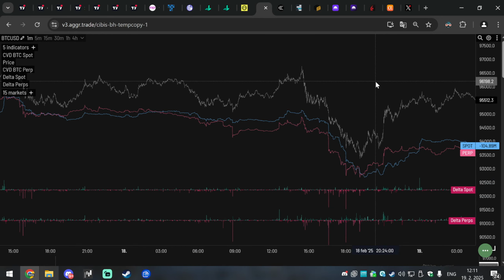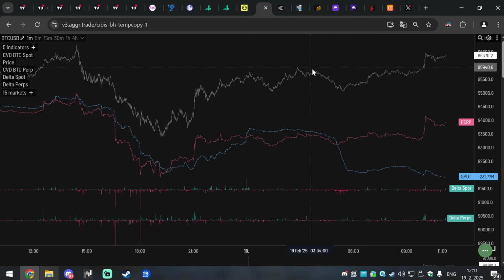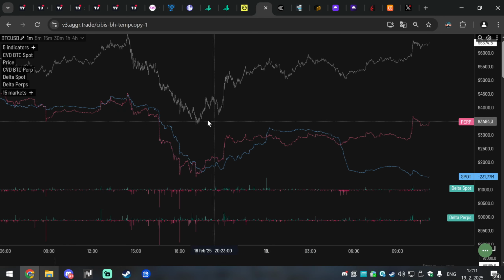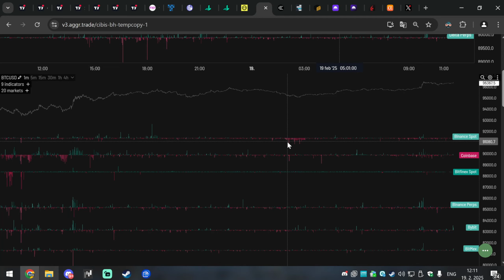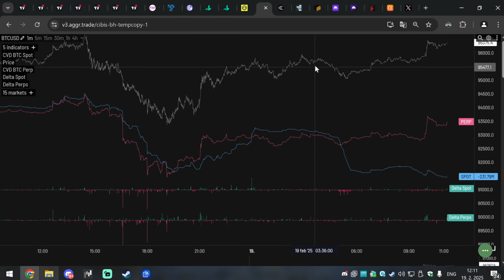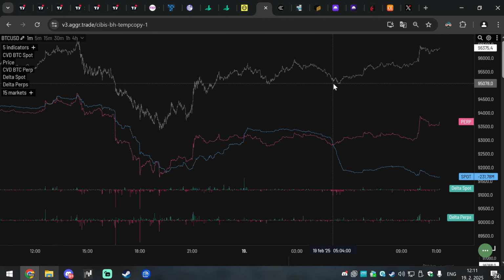Someone sold 100 million on spot market here, and he was unable to even move price. Very little movement, just $300. We should be at lows. We are not. If such a big selling delta is not getting absorbed, you can easily get around here or here. No, someone big was absorbing here. Where was that happening? Okay, Binance spot. So big buyers absorbing, giving you bull CVD, and that is also giving you continuation.